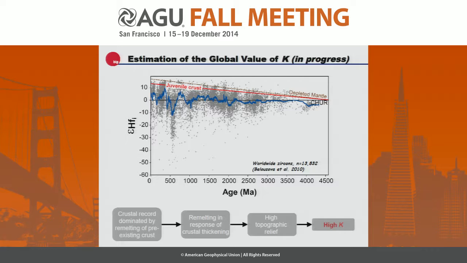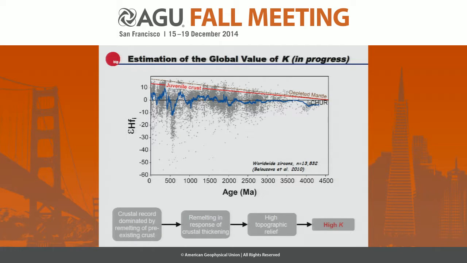So the next question now is, well, we have demonstrated that there is a really large range of variation for that K parameter, but the problem now is to try and determine a global value for that parameter. So this is still a work in progress. We don't have any answer, but we have a couple of guesses.